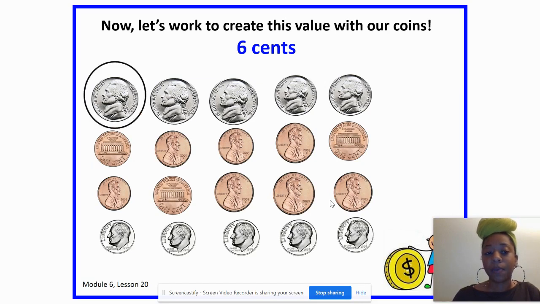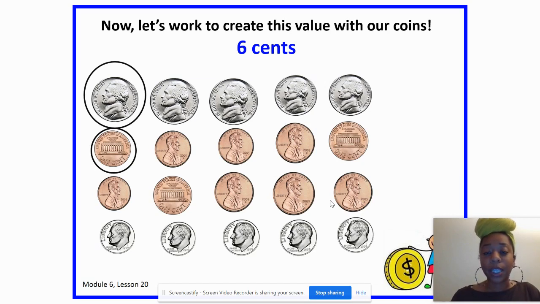Let's see. 5. I can use 5 because it's not greater than 6, so I'm not to 6 cents yet. Okay, we're 5 plus how many more to get to 6? You're right, one more. So which coin has a value of 1? It's the penny. Let's add it together. 5 cents plus 1 cent equals 6 cents. I just showed 6 cents with a nickel and a penny.